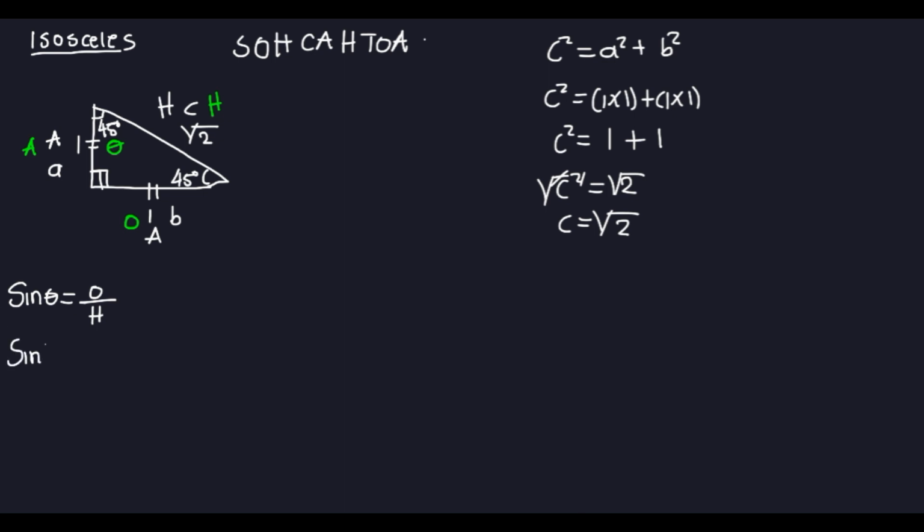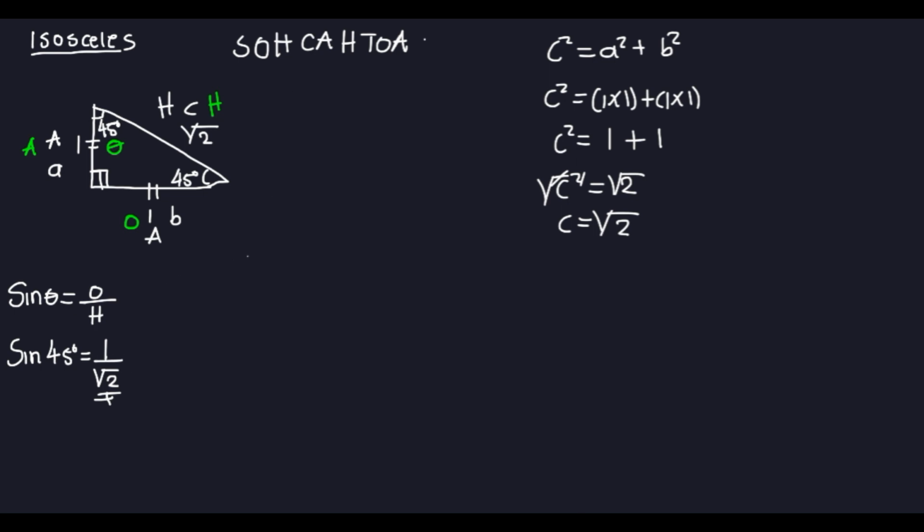Sine of angle 45 is equal to, what's our opposite? 1, over the hypotenuse, which is the root of 2. So this is our first special angle that you need to commit to memory. Sine 45 is equal to 1 over root 2. You can also prove this on the calculator. Press sine 45, then it will give you 0 point something, then try 1 divided by root 2, and you are going to get the same value. So sine 45 is equal to 1 over root 2.